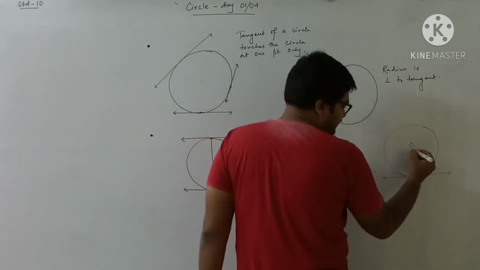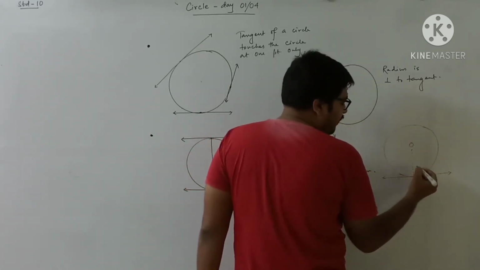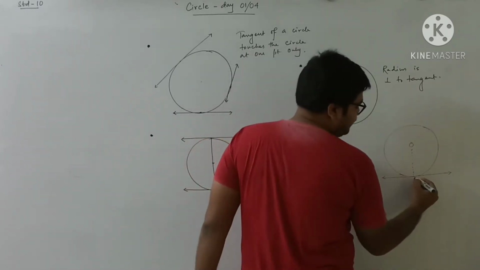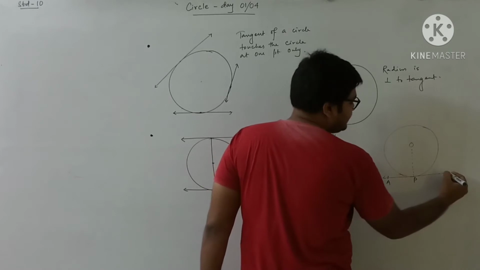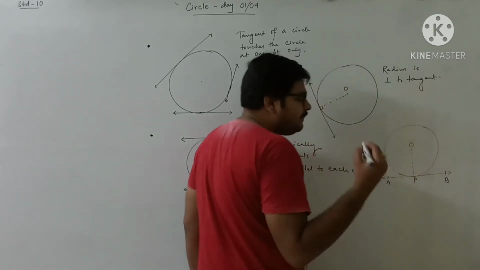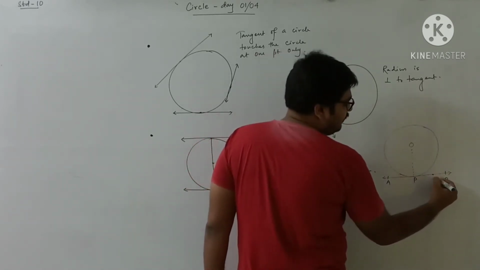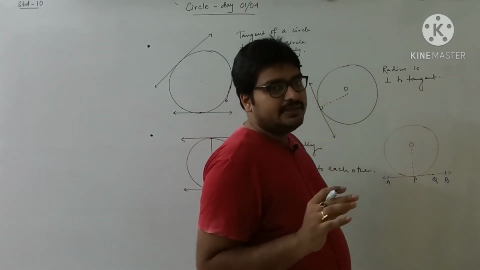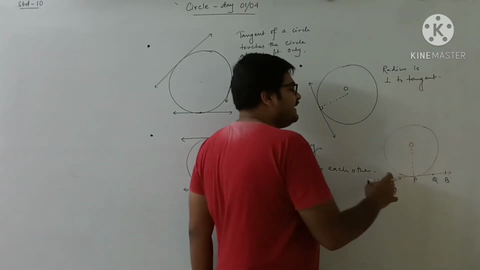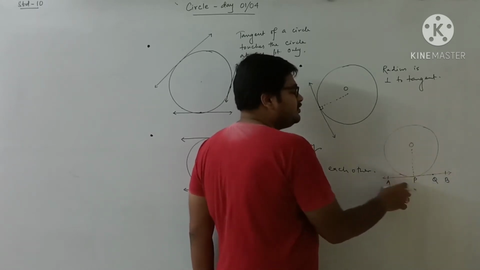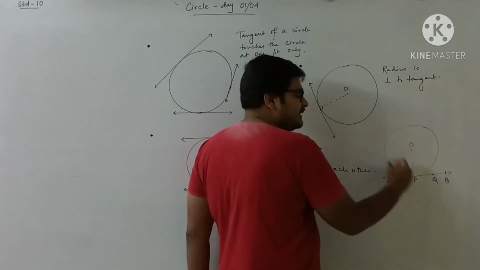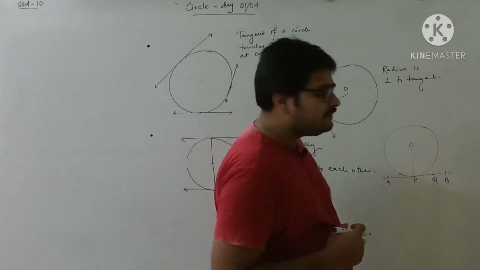And I have joined this one. Also, I have taken a point. Suppose this point is P and this tangent is named AB. Also, I have taken a point, suppose Q, on AB, which is other than P. This means, as the tangent touches the circle at one point only, P is the only common point of the tangent and the circumference of the circle.